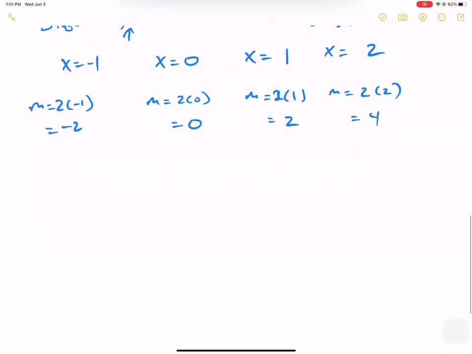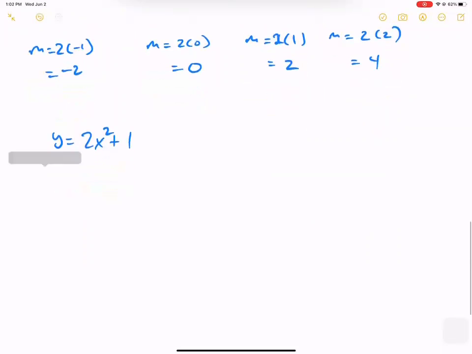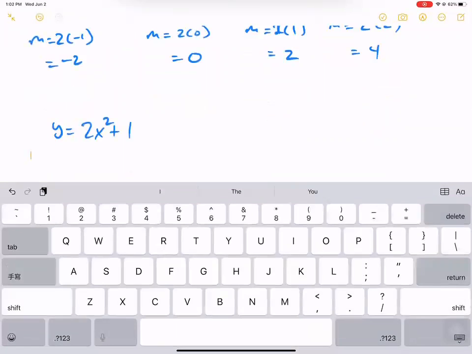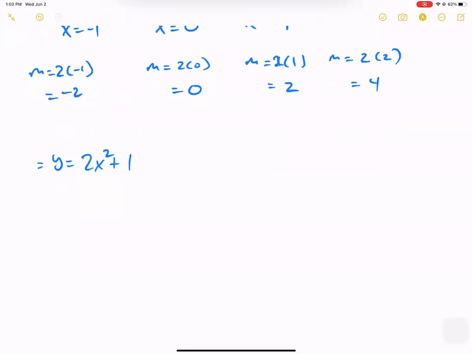Now, how does this work for other problems? Well, let me give you another problem. If I say y is equal to 2x squared plus 1, okay? Now, this graph is a little bit different. So if I'm asking for the slope, well, remember this is f of x also, right? Fine, let's find the slope equation.